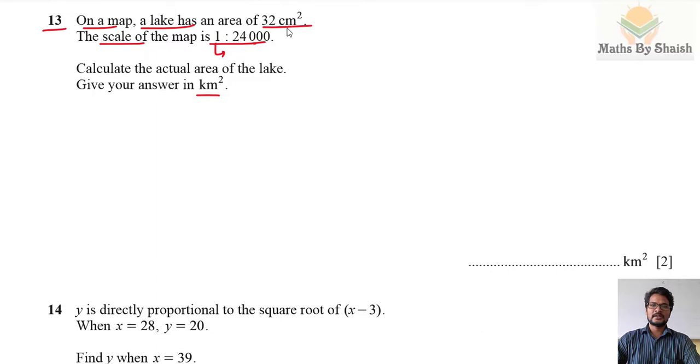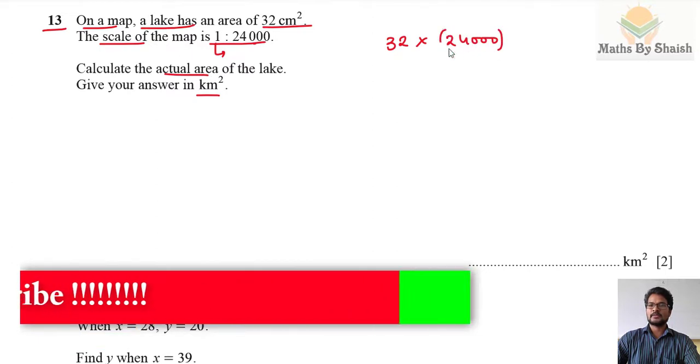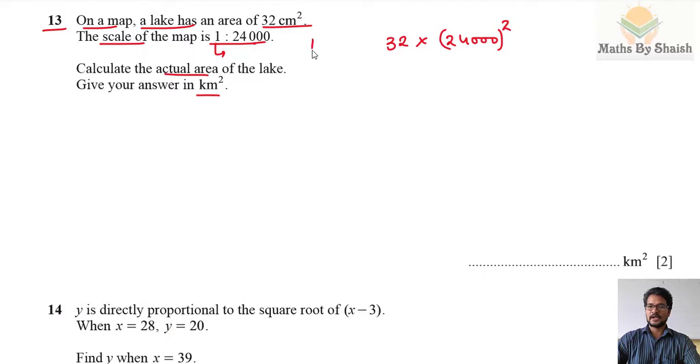So if the area is given as 32 centimeters square, since it is an area, we have to take the square of both sides. The area on the map is 32 centimeters square. So for the actual area, this is going to be 24,000 and it would be squared. This is the actual area, I will write AA. Actual area is 32 times the area scale, so 24,000 square.